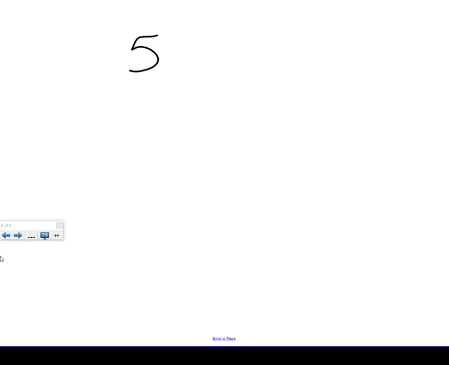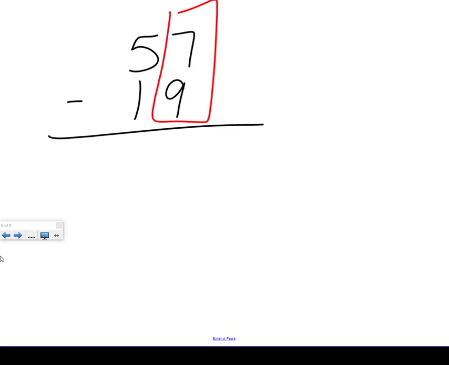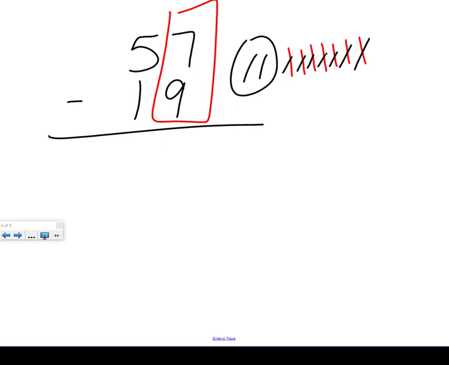So regrouping again means that you are going to borrow. So I have 57 minus 19, and I immediately notice in this first column, because remember I start on the far right, I have 7 of something, I can't take away 9. There's take away 1, 2, 3, 4, 5, 6, 7, 8, 9. I'm missing 2 somethings to even mark out, so this isn't going to work for me.